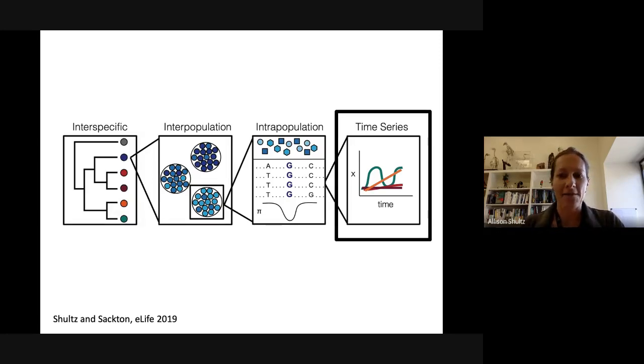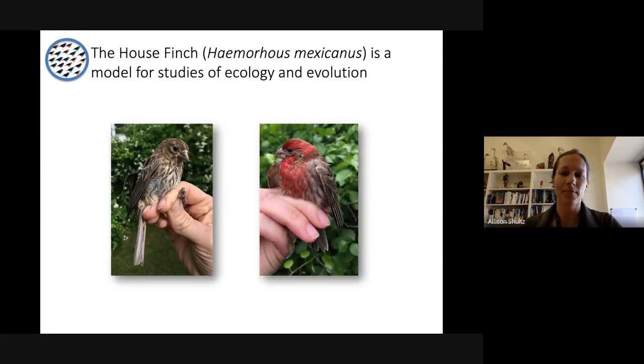But today I have time to tell you about a study on the other side of the equation, which is time series. So really trying to look over very, very rapid timescales and actually observe the process of how evolution is happening. And the system I use for this is the House Finch. The House Finch, which should be familiar to many of you, is a great system for studying ecology and evolution. It's a very common bird.